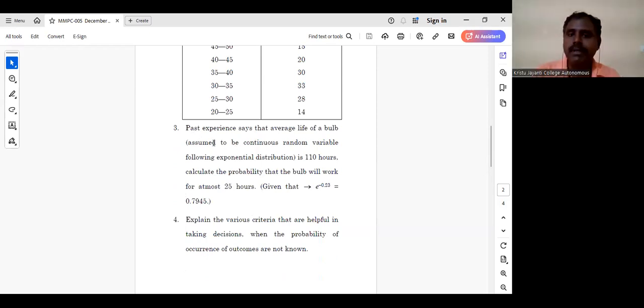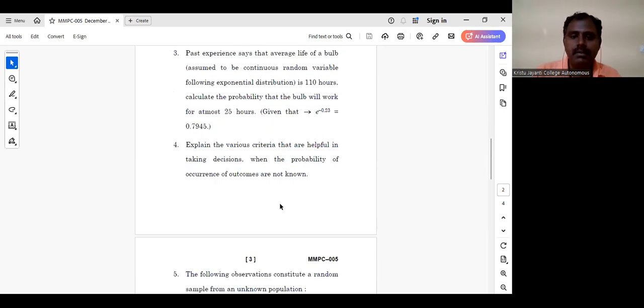Now the next problem. Past experience says that the average life of your bulb, assumed to be a continuous random variable following an exponential distribution, is 110 hours. Calculate the probability that the bulb will work for at most 25 hours.